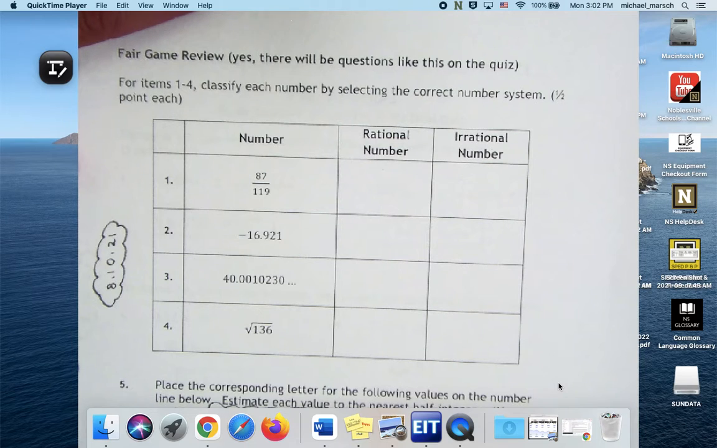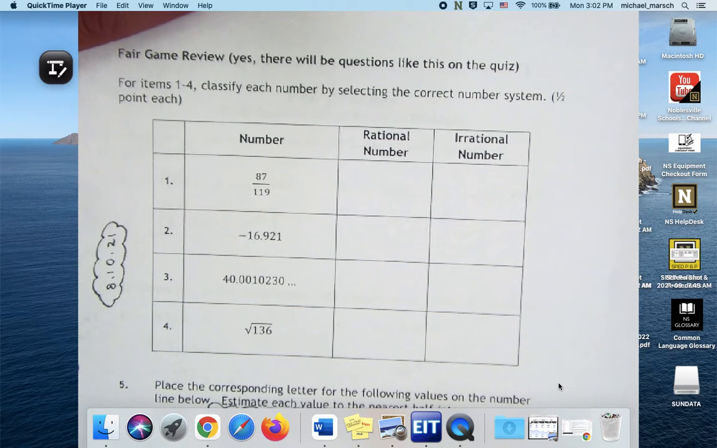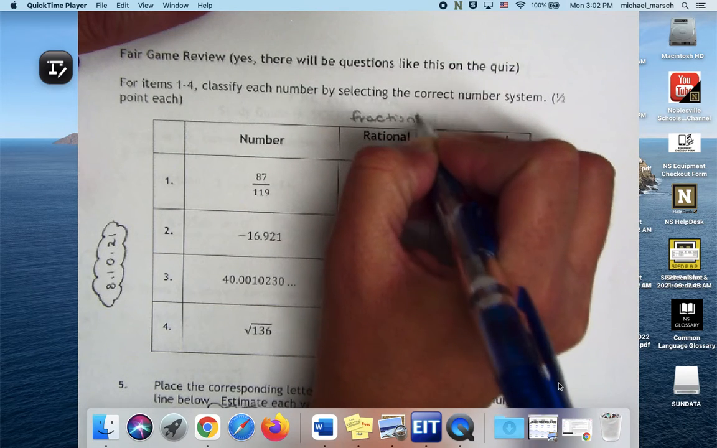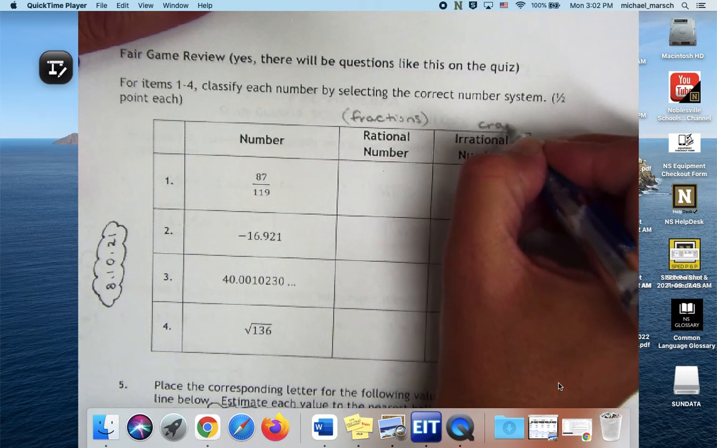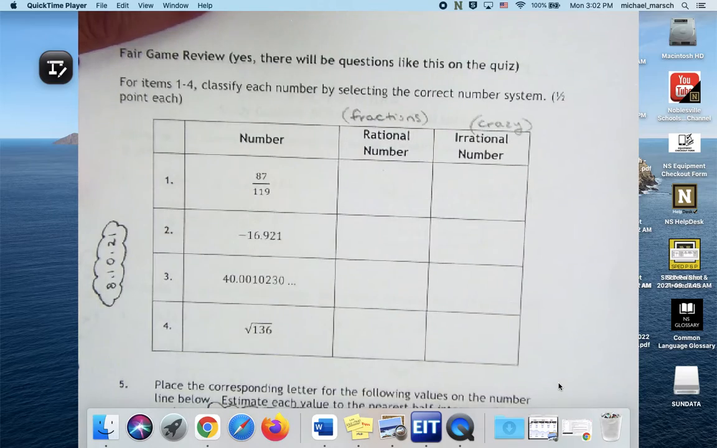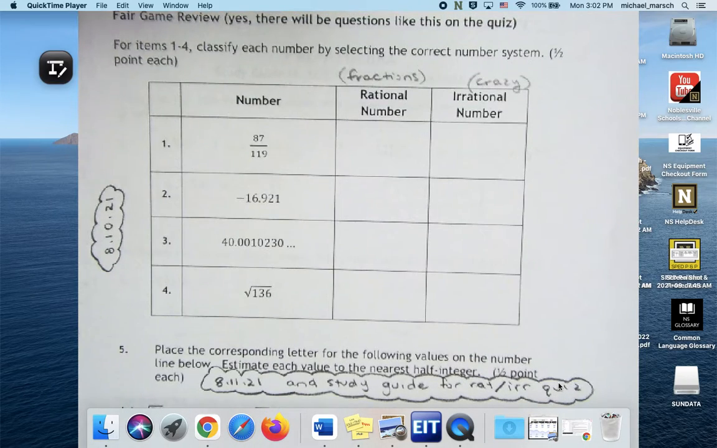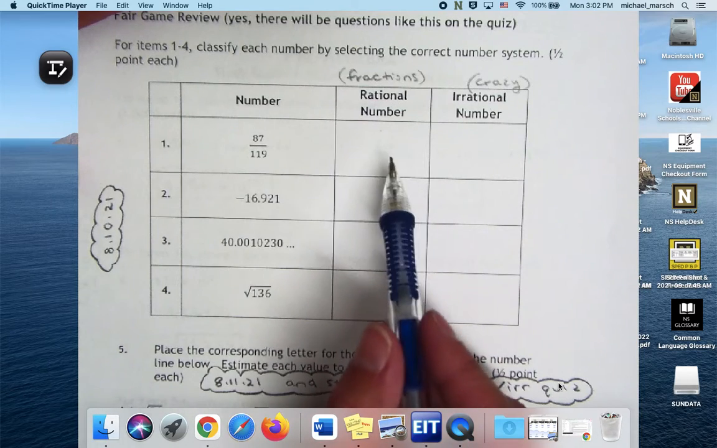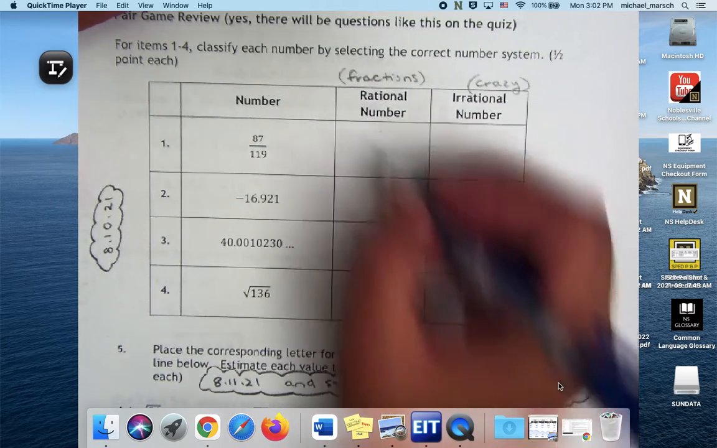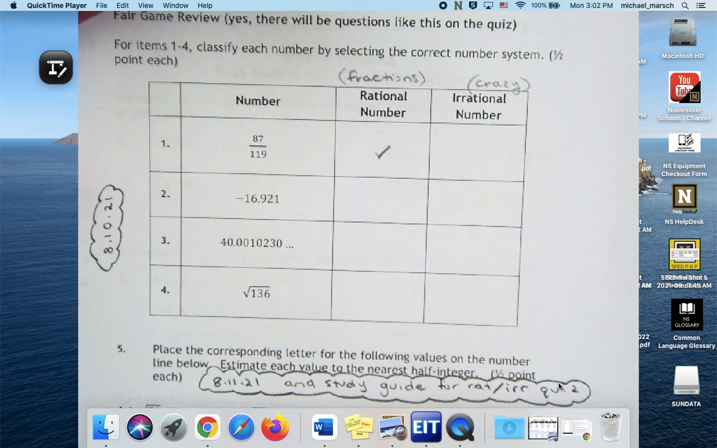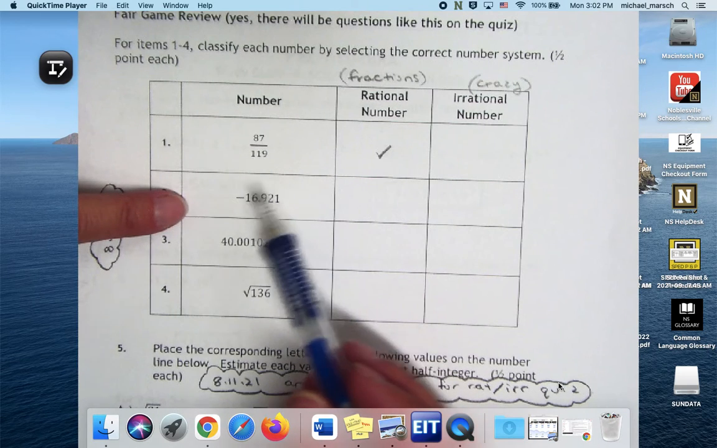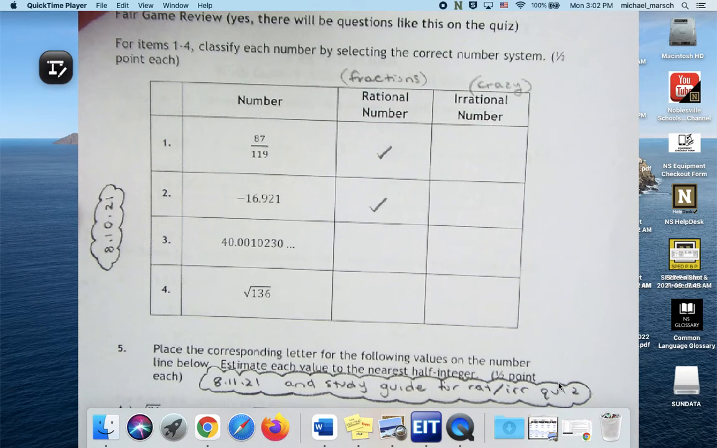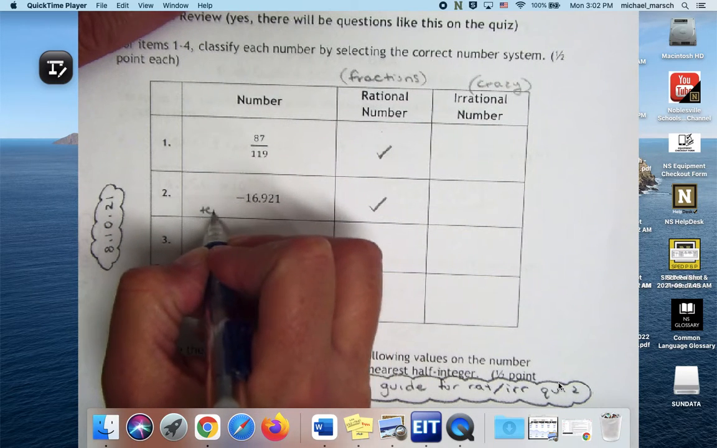Okay, here we go. Remember, rational numbers are numbers that can be written as fractions, and irrational numbers are crazy, right? So based on the fraction thing, how about number 1? Is that rational or irrational? Rational. Of course it is. It's a fraction. It can also be terminating decimals. So this one will also be rational. Terminating decimals.